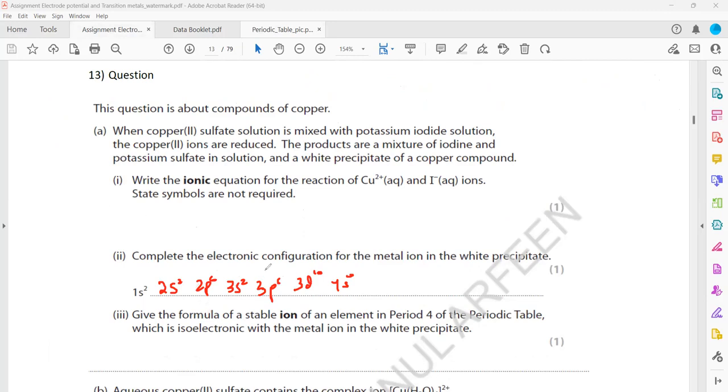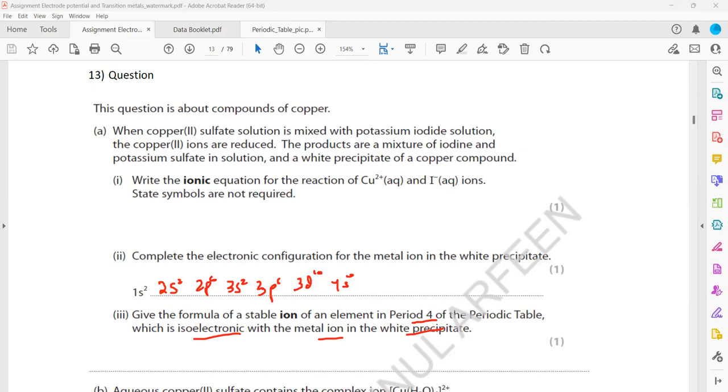Give the formula of a stable ion of an element in period 4 of the periodic table which is isoelectronic with the metal ion in the white precipitate. Isoelectronic means they have the same number of electrons.